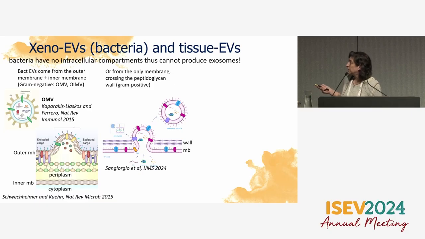And actually the gram-positive bacteria apparently are also able to release EVs, which have to cross the cell wall. So it's still a bit surprising, but still, they also make EVs. But again, these are not exosomes.